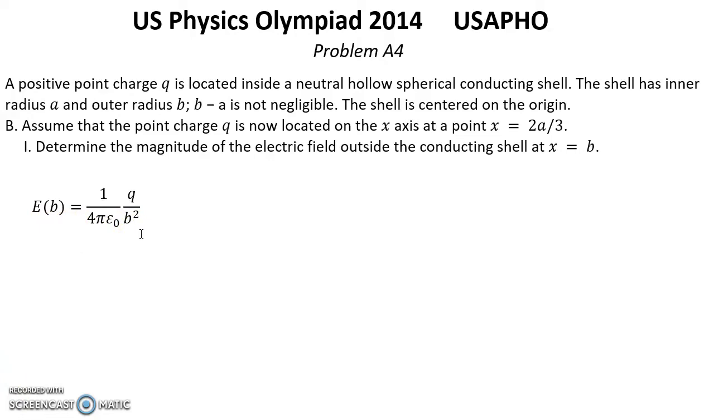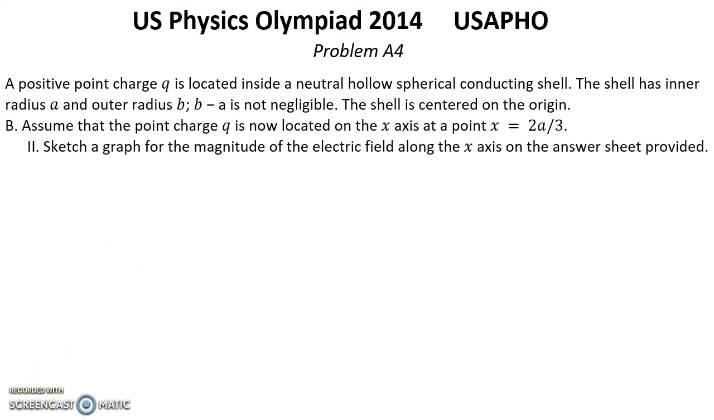Electric field at point B equals 1 over 4 pi epsilon 0 times q over b squared. Question 2. Sketch a graph for the magnitude of the electric field along the x-axis on the answer sheet provided. Solution. For the field outside the shell, for x greater than b, we have the same result as for a point charge in the center of the sphere.